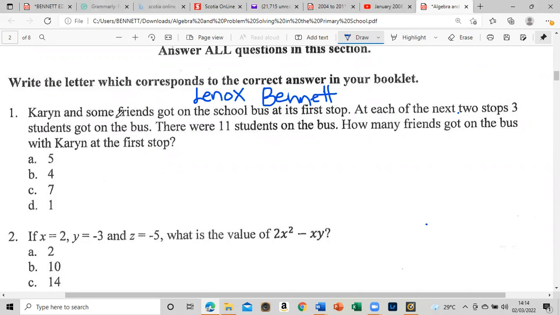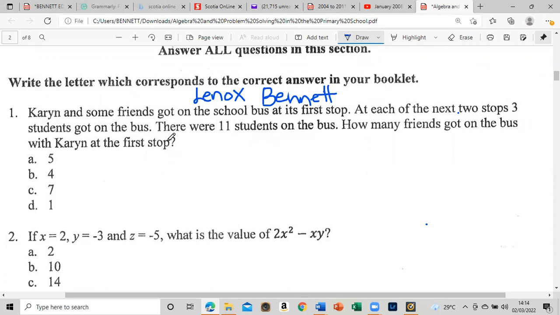Karen and some friends got on a school bus at the first stop. At each of the next 2 stops, 3 students got on the bus. There were 11 students on the bus. How many friends got on the bus with Karen at the first stop?